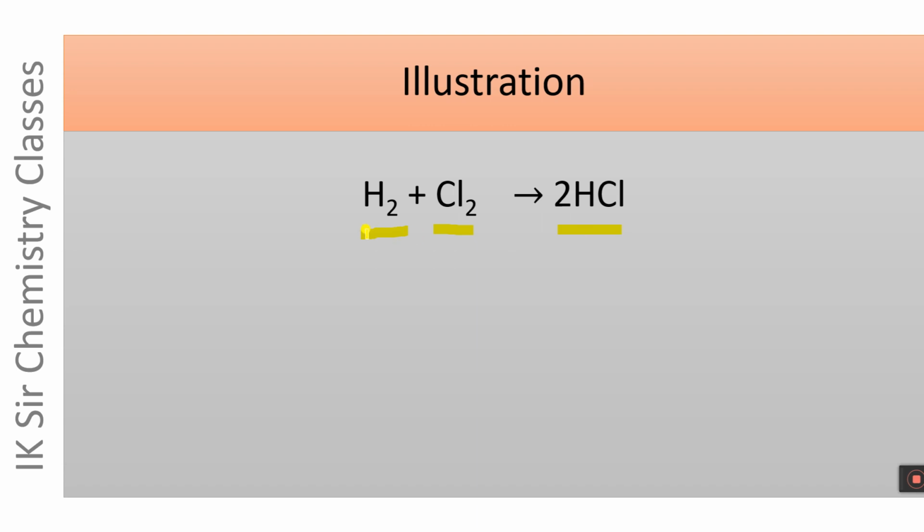The oxidation number of hydrogen, which is in the free state, is equal to 0. The oxidation number of chlorine, which is also in free state, is also equal to 0. On the other hand, the oxidation number of hydrogen in the product, which is combined with non-metal, is +1, while the oxidation number of chlorine in HCl is -1.